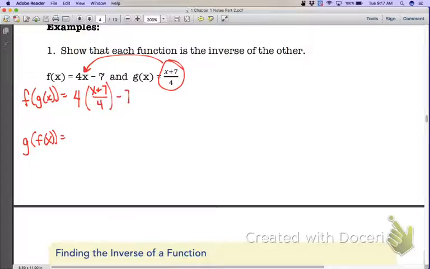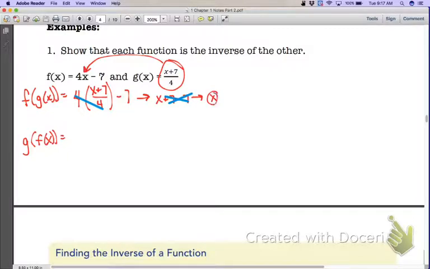If they're going to be inverses of each other, both compositions have to be equal to x. Everything has to cancel out and be x. What's going to happen with the 4's right there? They're going to cancel. That's a good thing. So then I'm down to x plus 7 minus 7. What's going to happen to the plus 7 and the minus 7? It's going to cancel out. So then I am left with just an x.